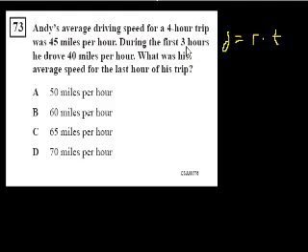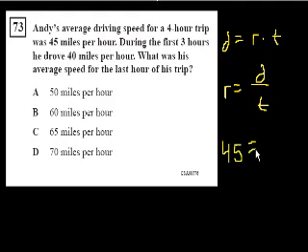Okay, so for a 4-hour trip his average speed was 45 miles per hour, or you could say rate is equal to distance divided by time. Right? That's just dividing both sides by time. So 45 miles per hour is equal to the distance he traveled divided by his time, 4 hours. So we can figure out the distance right off the bat. So let's actually do that.